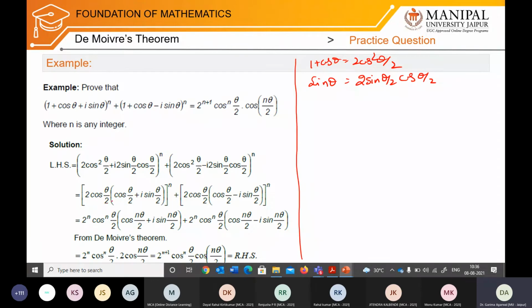If we take cos theta by 2 common from both these terms, and take the power n, it will convert into 2 raised to n cos theta by 2 whole power n. Again, this n will shift into the angle, right? Then the value of cos n theta by 2 and sin n theta by 2 can be written, and sin n theta by 2 will cancel out.